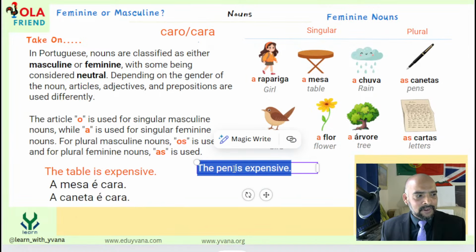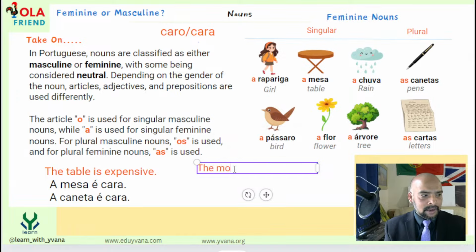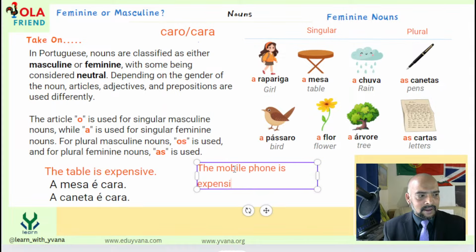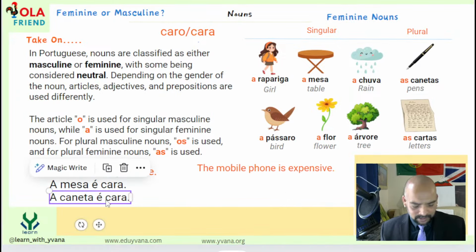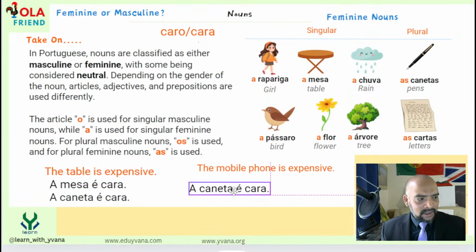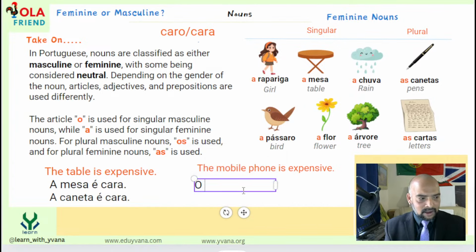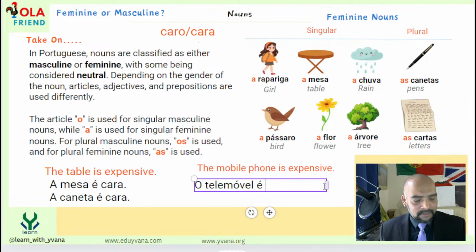So if I have to use here some masculine word, for example, the mobile phone is expensive. So how can you say it, right? The mobile phone is expensive. So for your reference, I can say o telemóvel, right? I can say o telemóvel, and then how can we use it? We say expensive here. Can you try it?